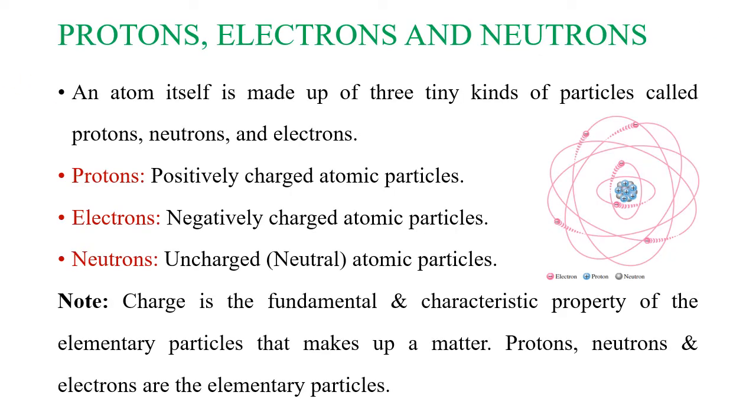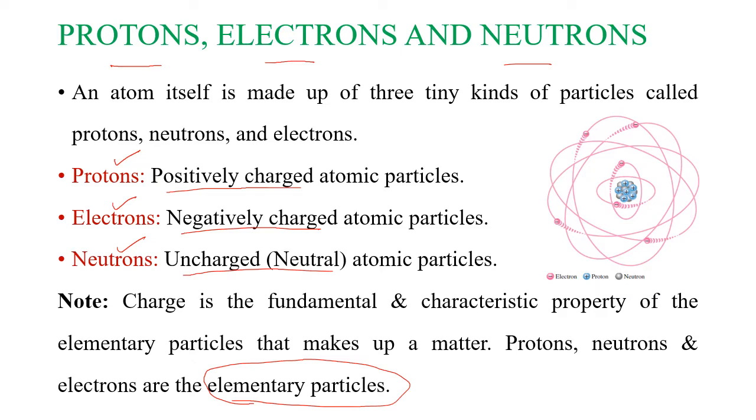Here, let's see about protons, electrons, and neutrons. They are called subatomic particles, and they are also called elementary particles. So what are protons? Protons are positively charged particles. Electrons are negatively charged particles. Neutrons are uncharged particles. So here the charges are common.